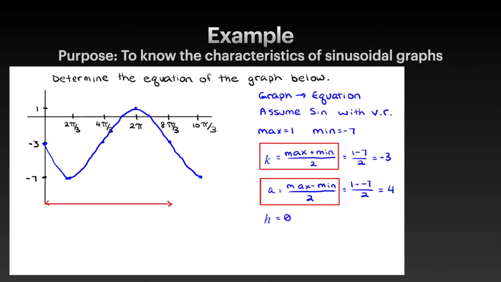H is going to be 0. Since we assumed we're doing a sine graph with a vertical reflection, that means we're starting at the initial point. We haven't shifted left or right. And then we recognize the period is 8 pi over 3. So to get the b value, we just do 2 pi divided by the period, which gives us 3 over 4. So putting all that together, we get this equation.